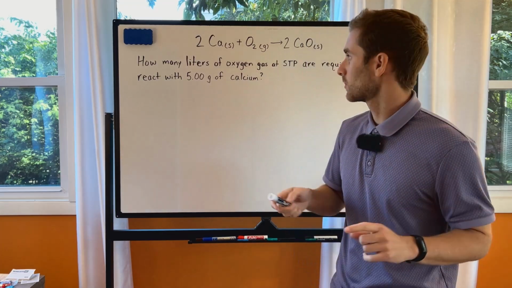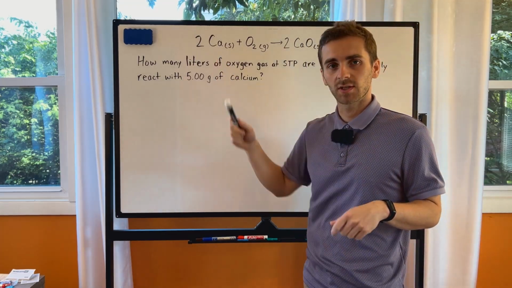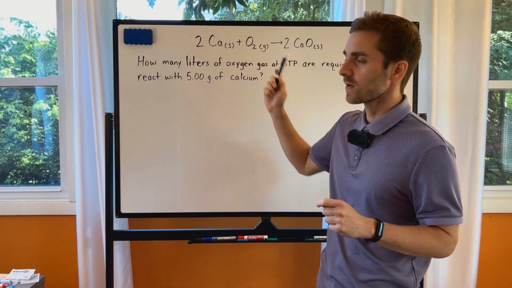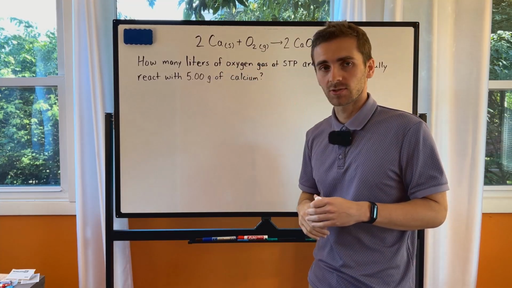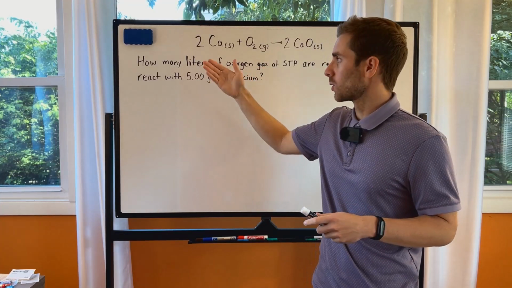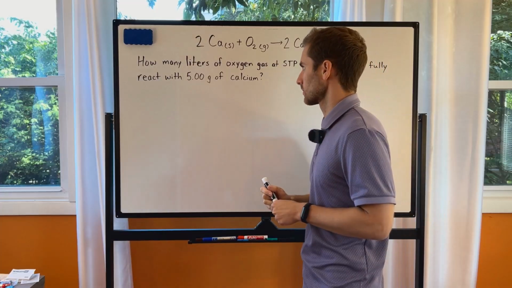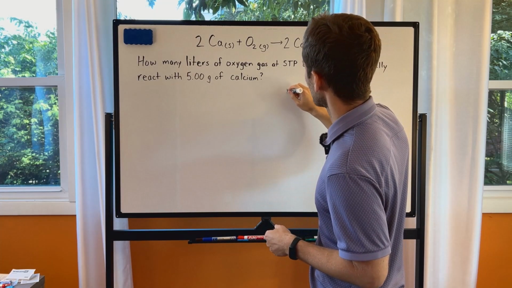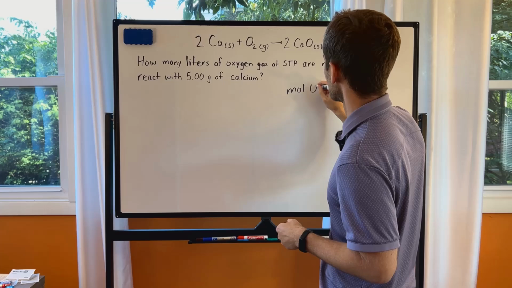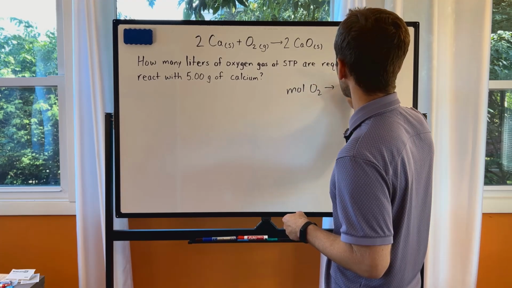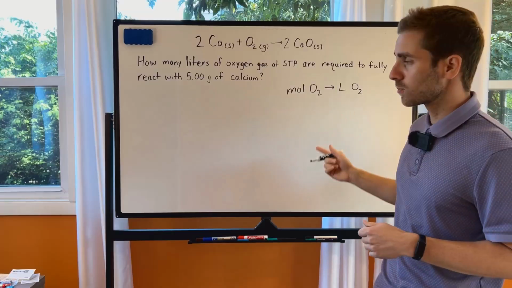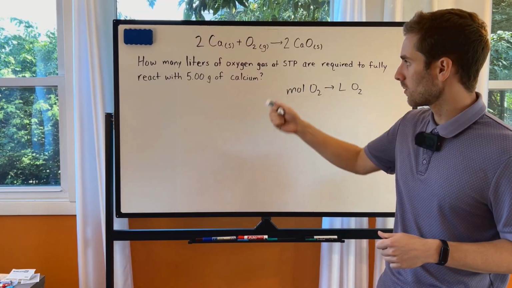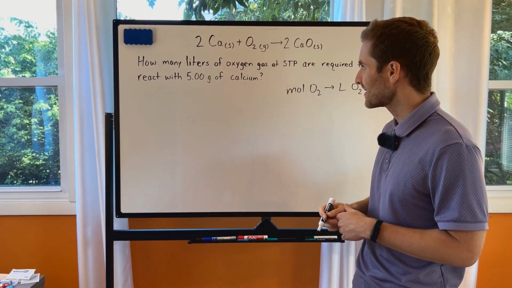Okay, so in this example, we're given the grams of calcium. We're trying to find the liters of oxygen. So our last step, the way we're going to get into liters of oxygen, is we're going to go moles to liters. So that's going to be our last step, is moles of oxygen to liters of oxygen using the 22.4 liters in 1 mole, which we can do because we're at STP.